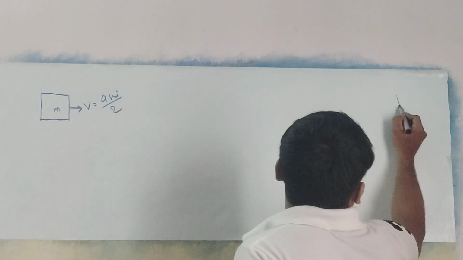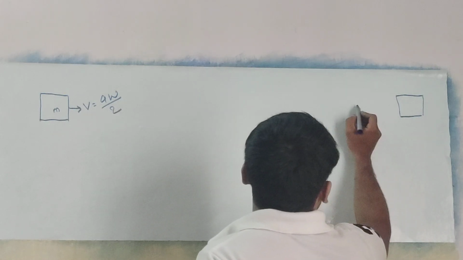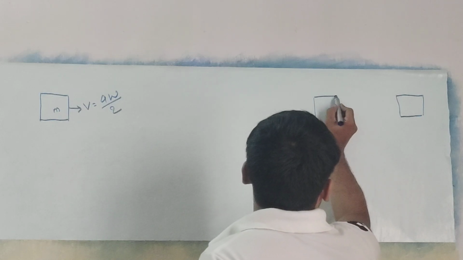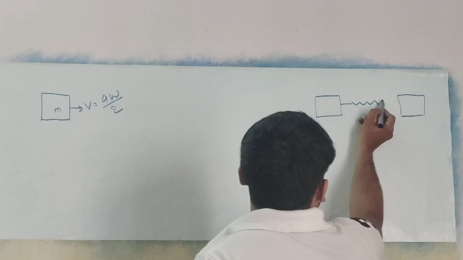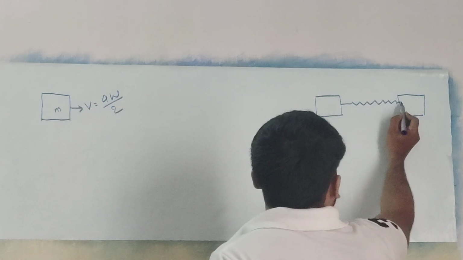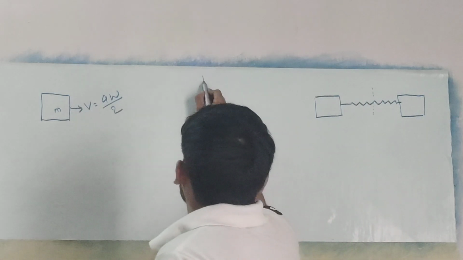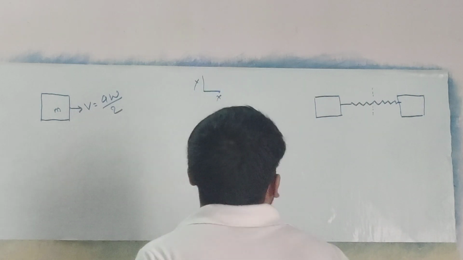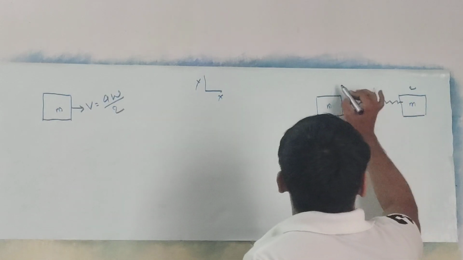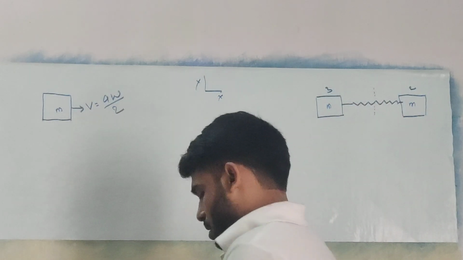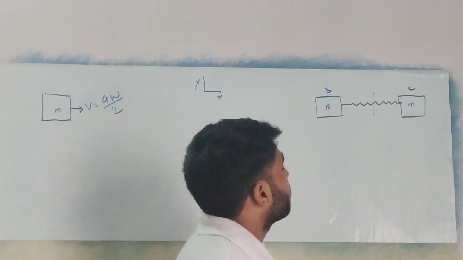Here we have another system of two masses, and the masses are connected by a spring. This is a reference point, the xy plane, and we have given these as 2 and 3. This system is oscillating like this, but this is the center of mass.